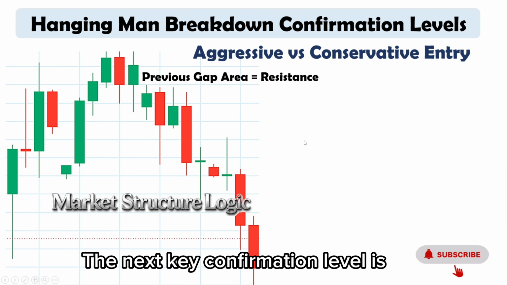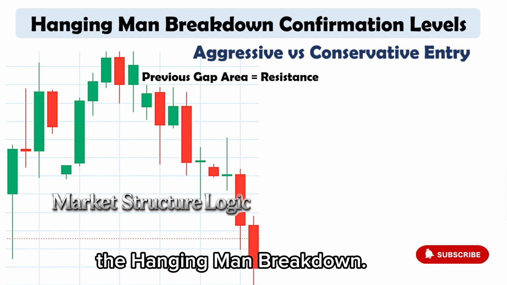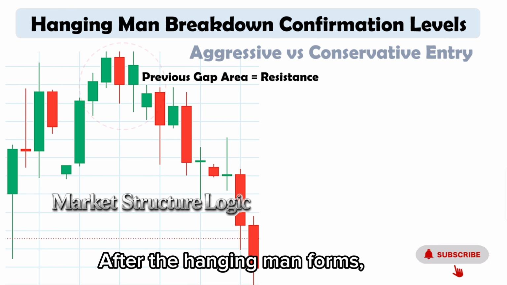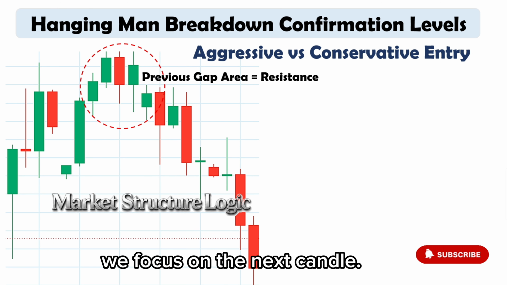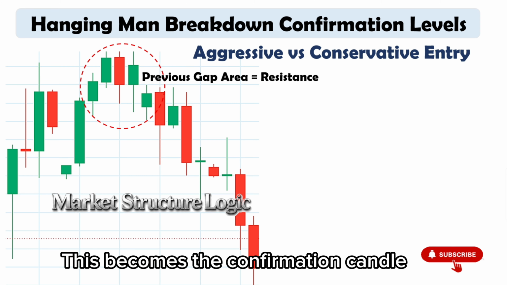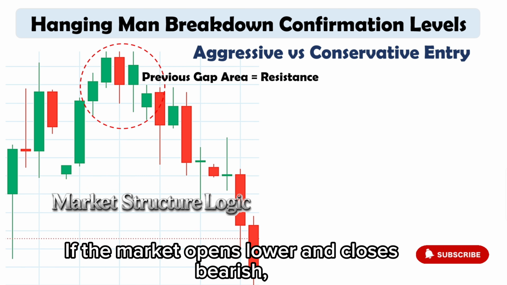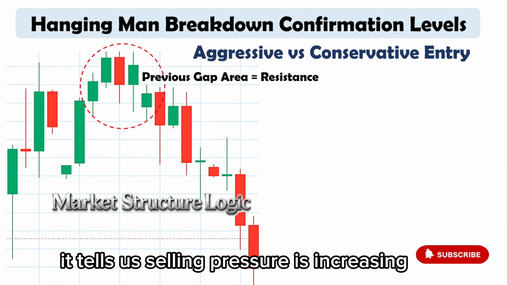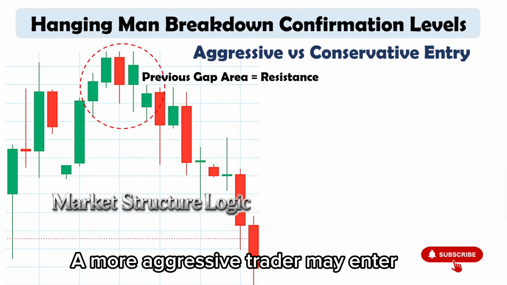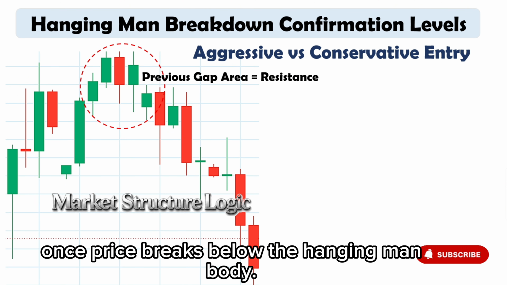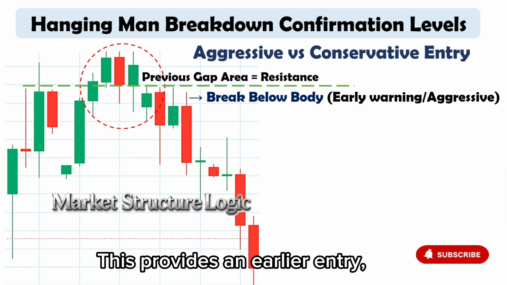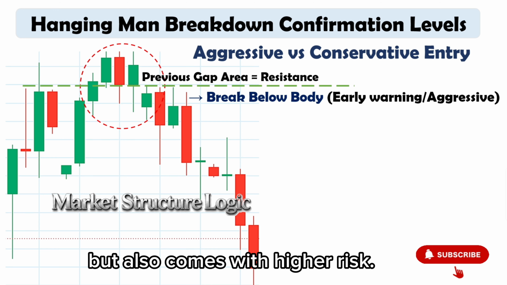The next key confirmation level is the hanging man breakdown. After the hanging man forms, we focus on the next candle. This becomes the confirmation candle. If the market opens lower and closes bearish, it tells us selling pressure is increasing. A more aggressive trader may enter once price breaks below the hanging man body. This provides an earlier entry, but also comes with higher risk.